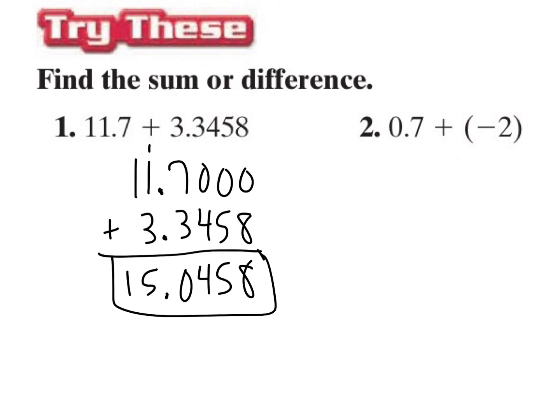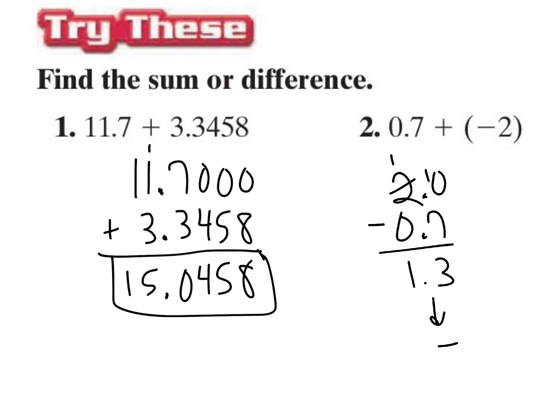So number 2, we actually have different signs, so we're going to subtract them. In this case, we have more negatives, so we're going to take the 2 minus the 7/10. Make that 2.0, and after you subtract, since we have more negatives, our answer would be a negative 1 3/10.